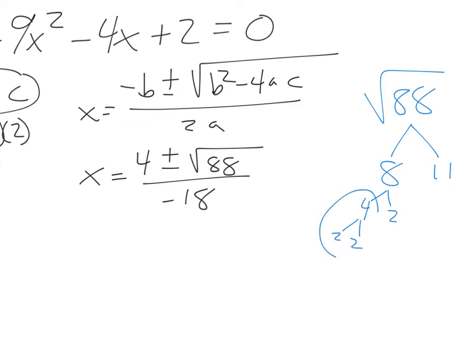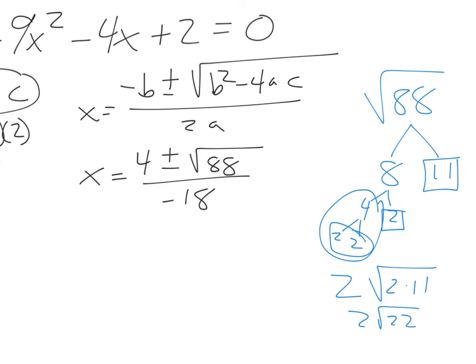So here's my perfect square. It's 4, and it breaks down to 2 2s. That leaves me with a loner of a 2 and a loner of 11. So that means I can pull a 2 out, square root, 2 times 11, or 2 square root 22. So I'm going to rewrite this. X equals 4 plus or minus 2 rad 22 over negative 18.